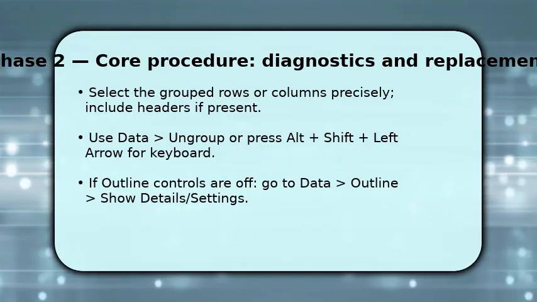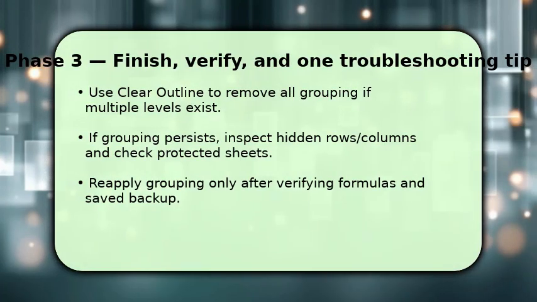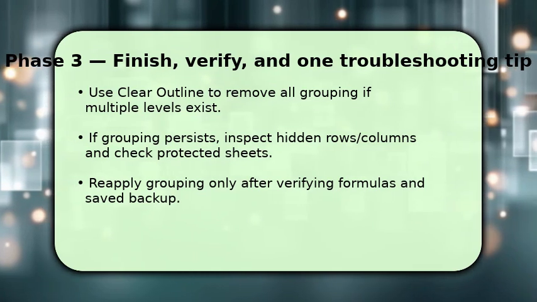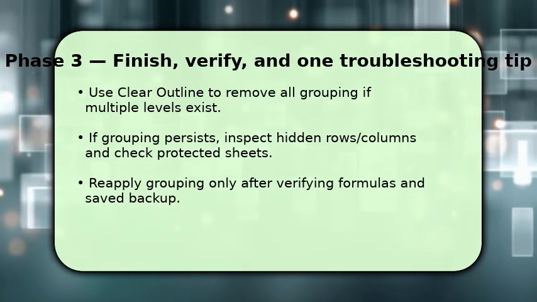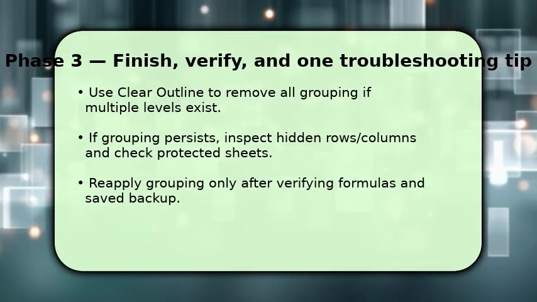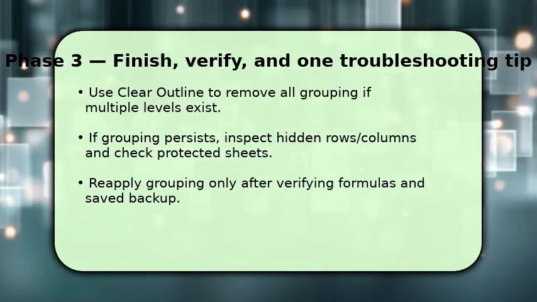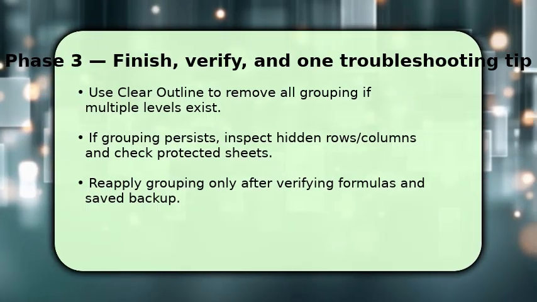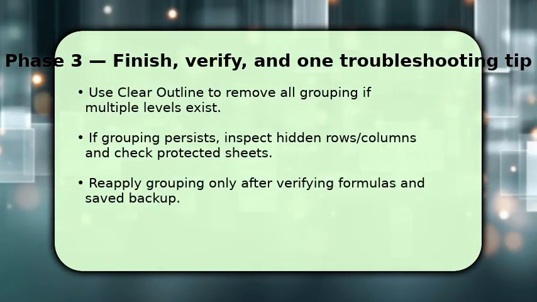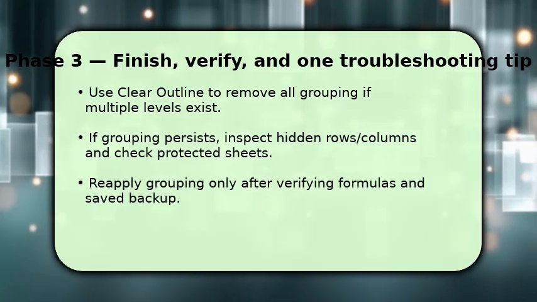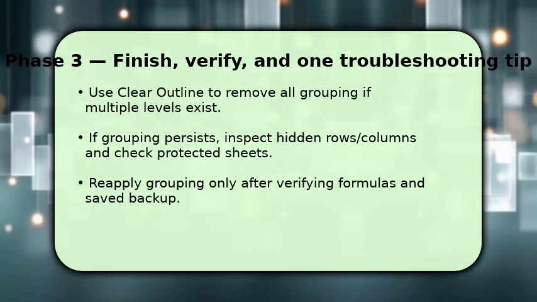If multiple levels existed, use Clear Outline and Data to wipe all grouping at once, which prevents lingering nested groups. If grouping seems to persist, check for hidden rows or columns and verify the sheet isn't protected, because protection can block changes. Once done, make sure formulas still reference intended ranges. If something broke, restore from your backup and reapply grouping selectively.